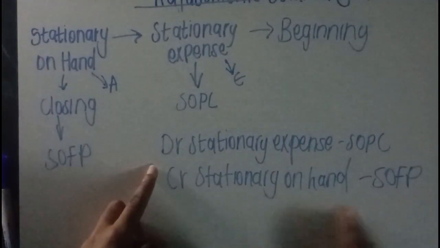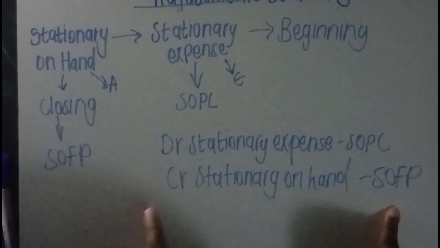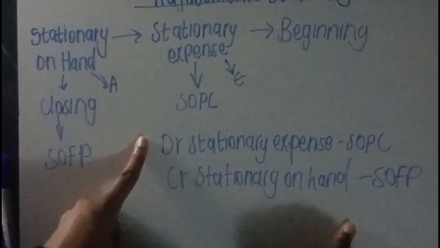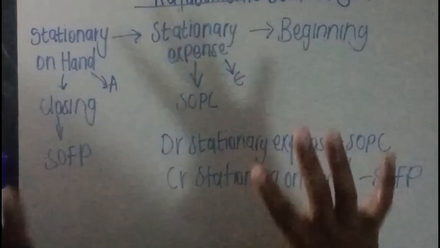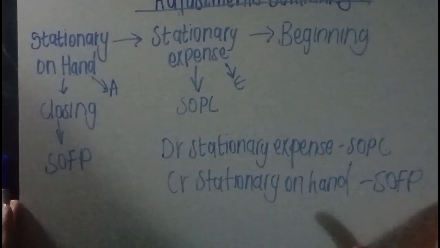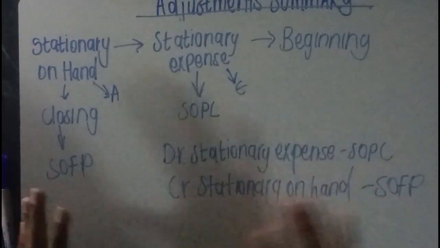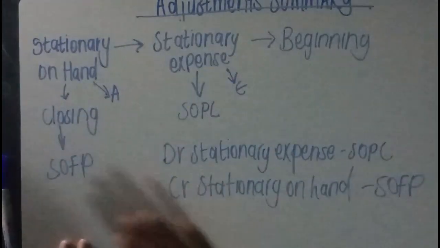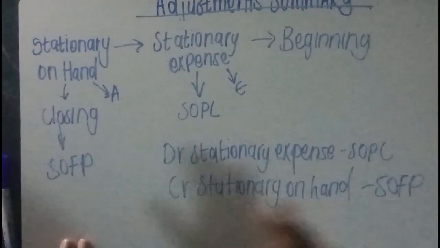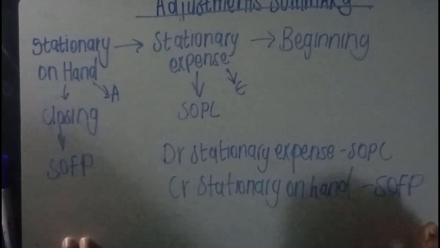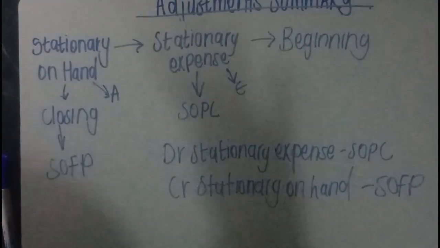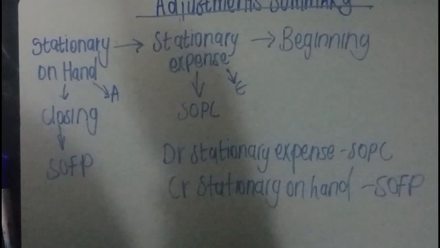Basically, that's it. You debit the expense and you credit the stationery on hand. Why? Because we used this, and because we used it, it's no longer an asset, it's now an expense. So I hope this one is understood. I try to break it down into different points so you understand, but you know that this is the ending part. So you debit your stationery expense and you credit your stationery on hand, right? It's that time again. Let me erase and I'll be back.